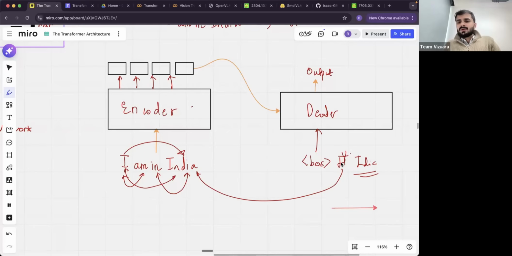So this happens one pass at a time. You do one pass, then you get India, then you do another pass, you get May, and then you get who at the end. So translation task is something which you cannot do without an encoder and a decoder. You need both of these architectures to do it.